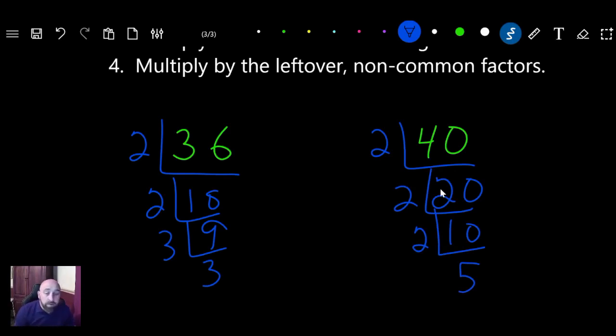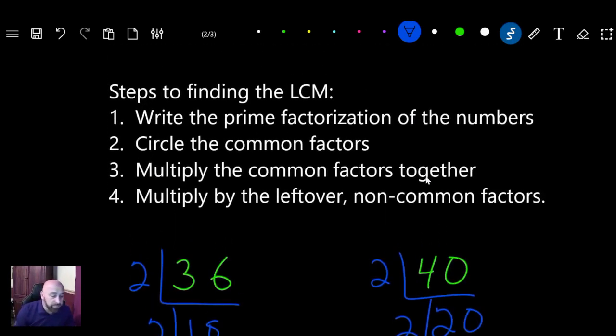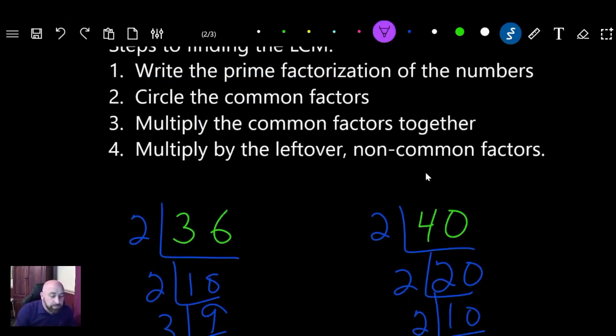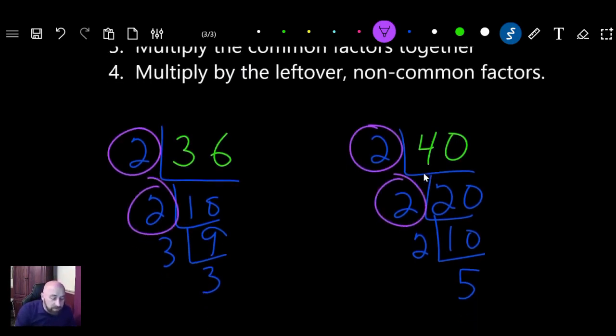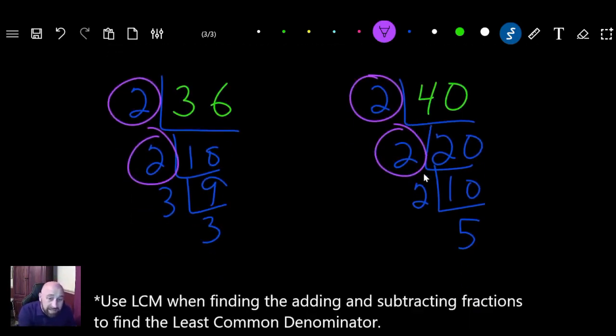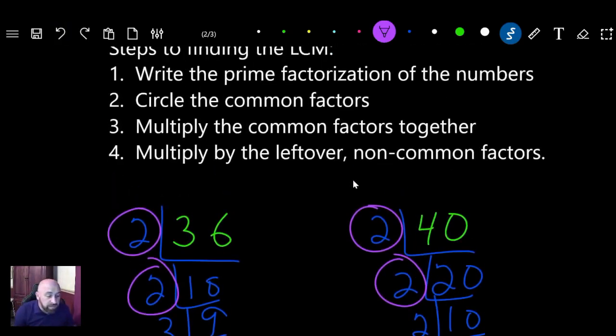So there are your prime factors, okay? Step number 2, we want to circle the common factors. Circle the common. So look, 2 and 2. Then we have another 2 and another 2. 3 is not common, right? So that 3 is not common, that 2 is not common, that 5 is not common. So all we have are the 2 sets of 2's. So we're going to do the same thing.